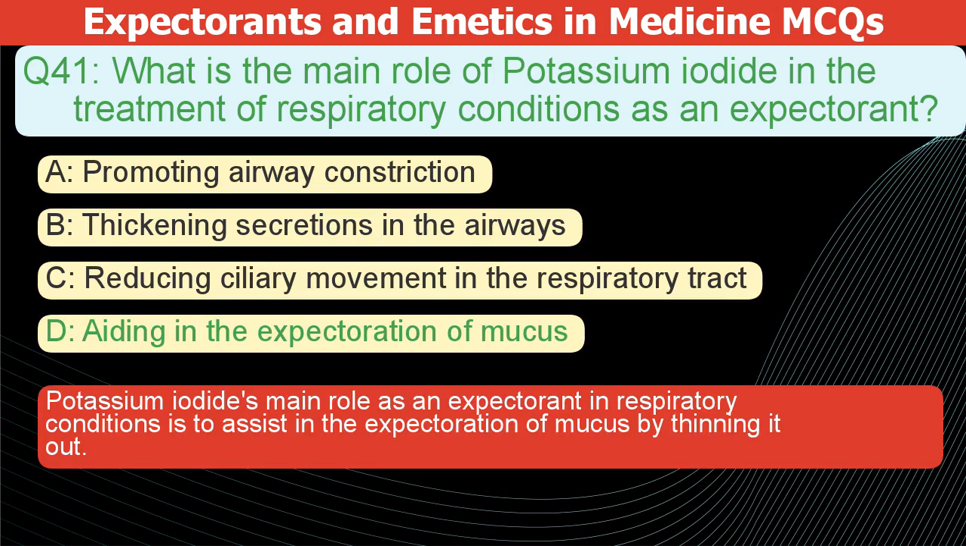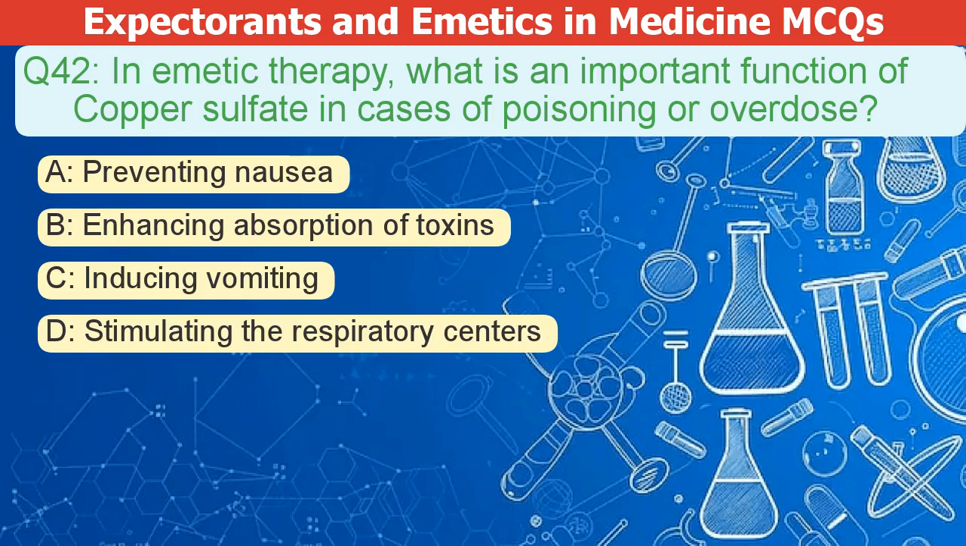The correct answer is D. Potassium iodide's main role as an expectorant in respiratory conditions is to help thin mucus, making it easier to cough up. In emetic therapy, what's an important function of copper sulfate in cases of poisoning or overdose?